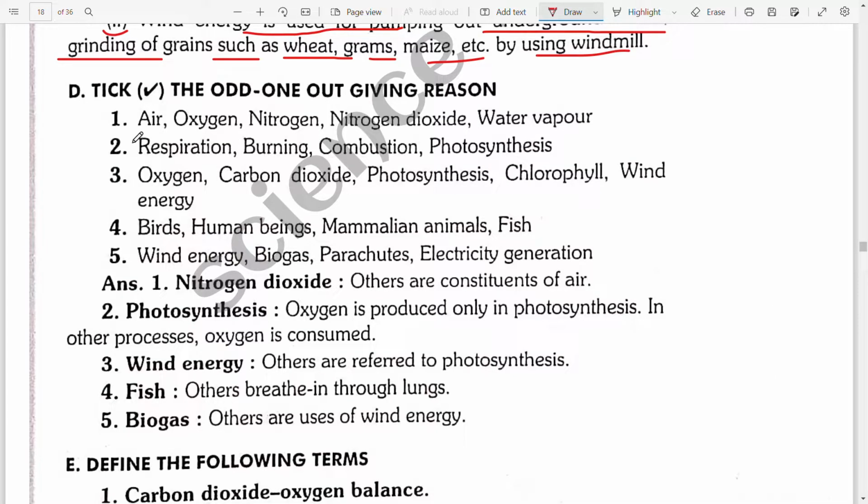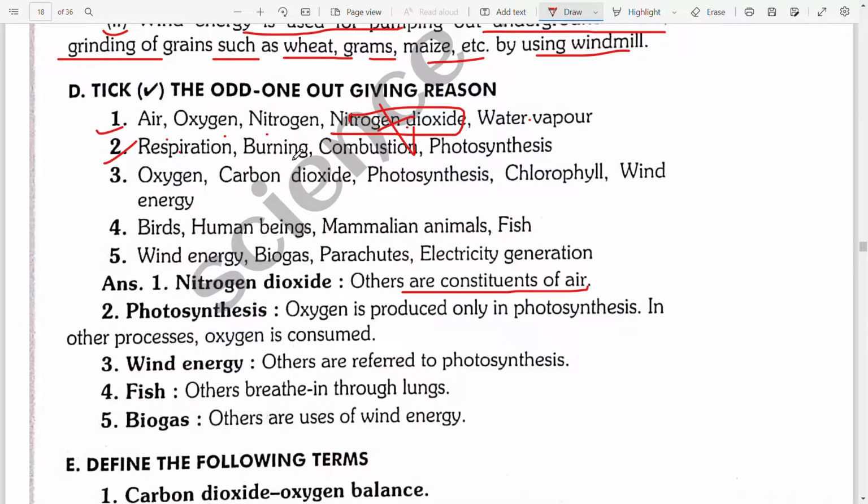Take the odd one out. First: air, oxygen, nitrogen dioxide, water vapor. Here the odd one out is nitrogen dioxide. Why is it the odd one? Because the others are constituents of air and nitrogen dioxide is not.